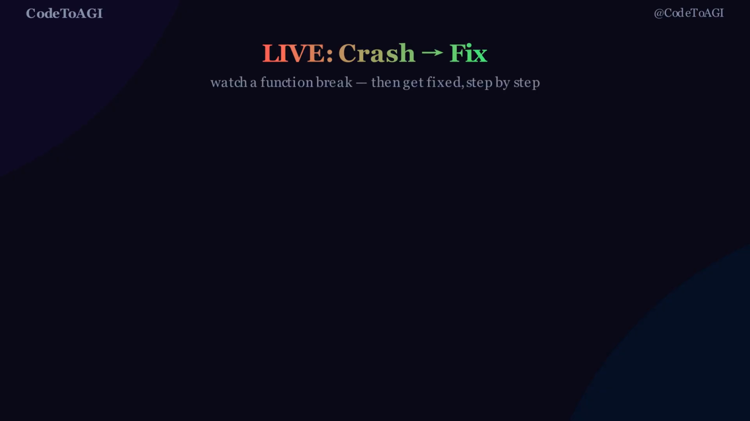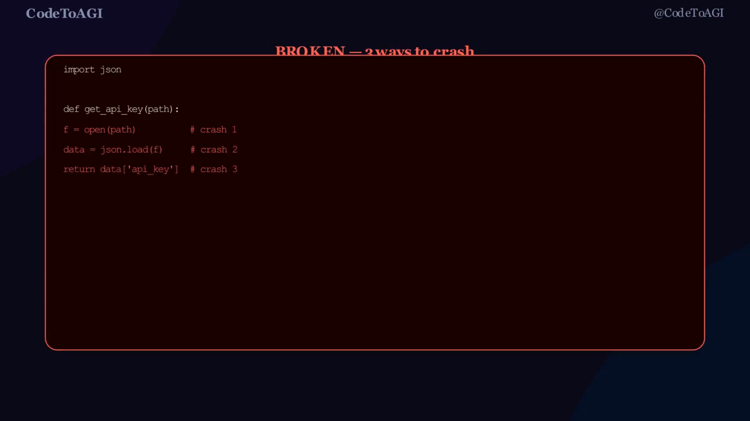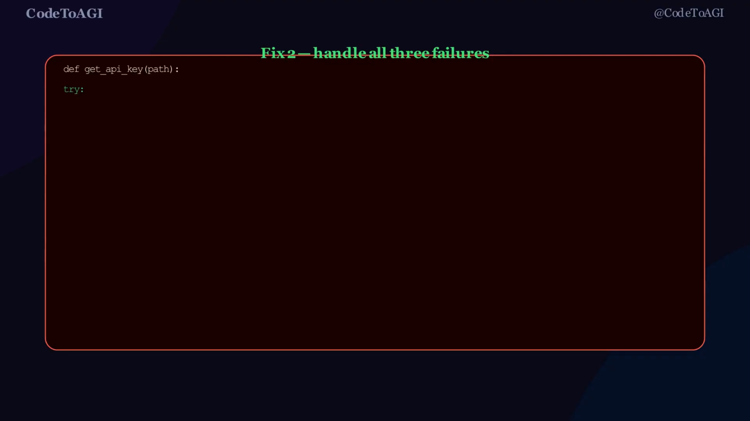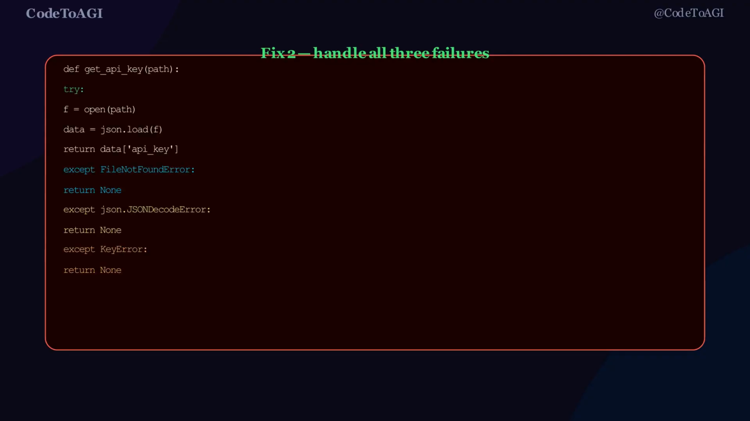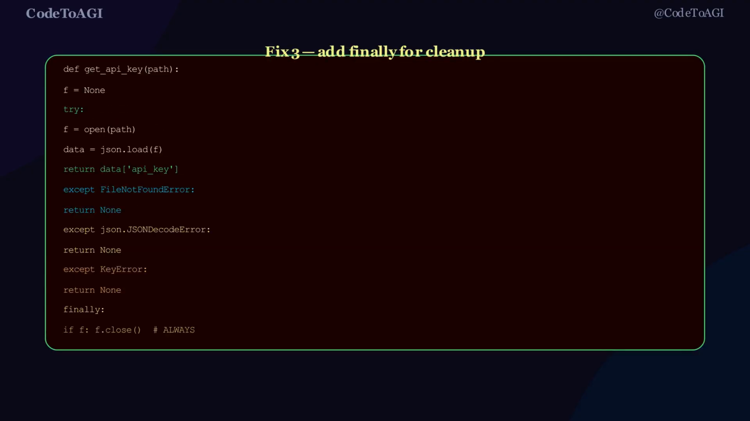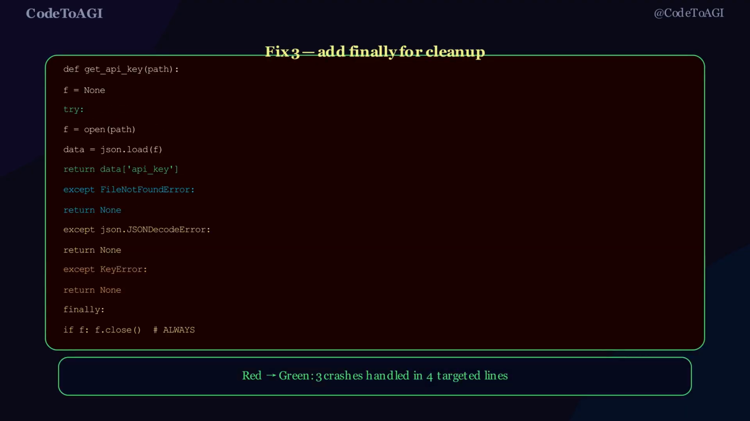Let's do a live crash and fix. Watch this program break on screen. Then watch it get fixed line by line. We have a function that reads a config file, parses it as JSON, returns the API key. 3 things that can crash it. Step 1. FileNotFound: wrap in try, catch FileNotFoundError. Step 2. Bad JSON format: add except json.JSONDecodeError. Step 3. Missing key: add except KeyError.